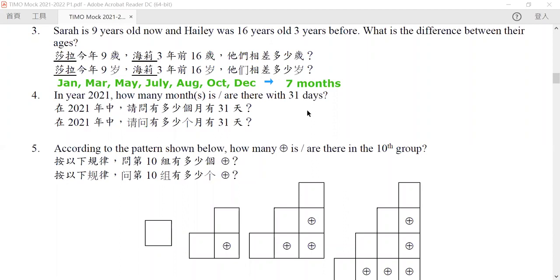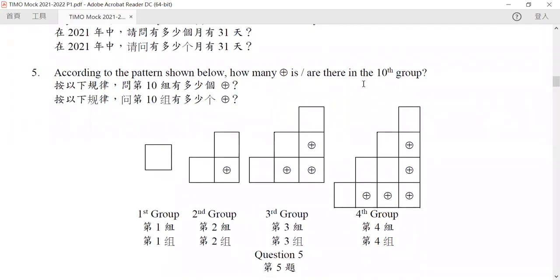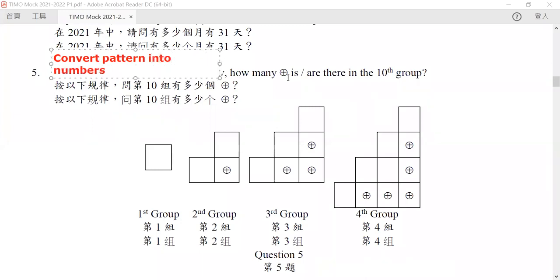Okay, so let's go to question number 5. According to the pattern shown below, how many crosses within the circles are there in the 10th group? Now, every time you see this keyword, according to pattern, it is advisable for you to convert these patterns into numbers. It is always like this. You can convert this pattern into numbers. Now, what does that mean? It means something like this.